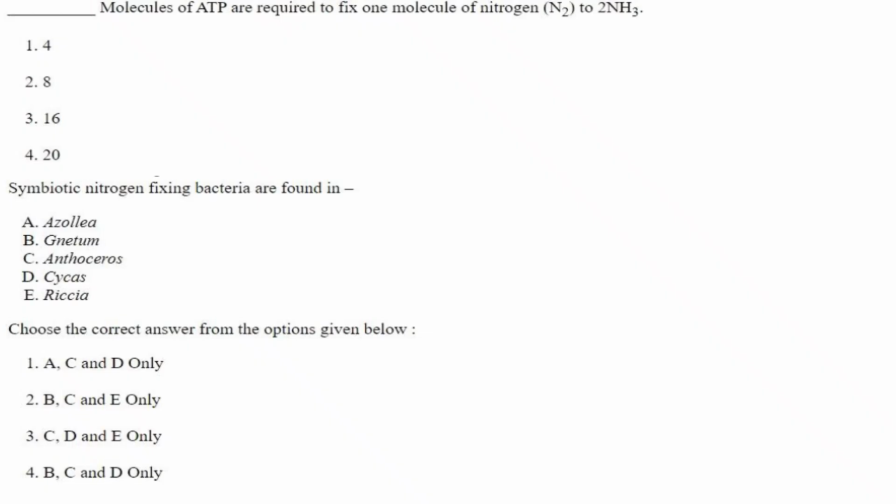Then dash molecules of ATP are required to fix one molecule of nitrogen to ammonia, that is 16 ATP molecules are required. Then symbiotic nitrogen fixing bacteria are found in. So Azolla, it is a water fern harboring the symbiotic bacterium Anabaena, and Anabaena is involved in nitrogen fixation.